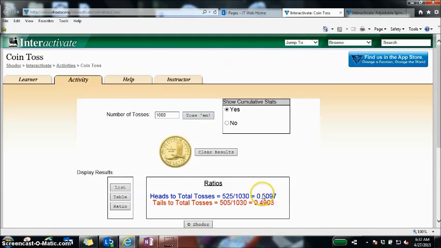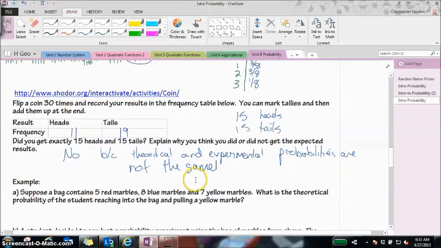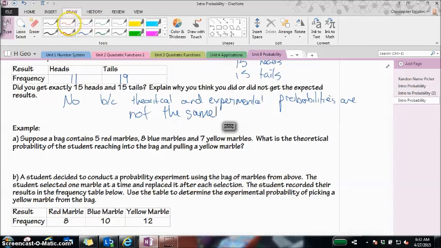What do you know? These two are much, much closer. We should be getting 500 of each. I guess we've done 1,030, so we should get 515, and we're only 10 apart each way. Not too bad. So we're getting close to our 50% on each of those. All right, some more examples.